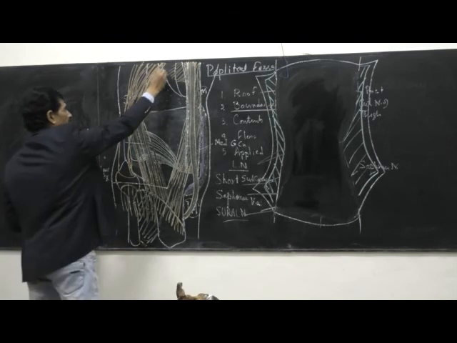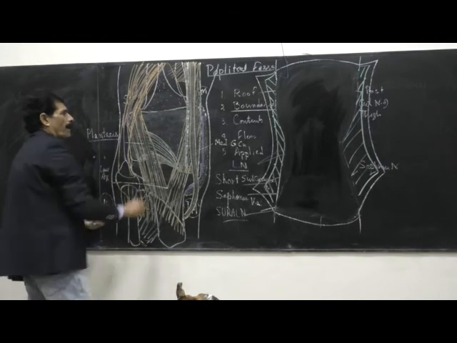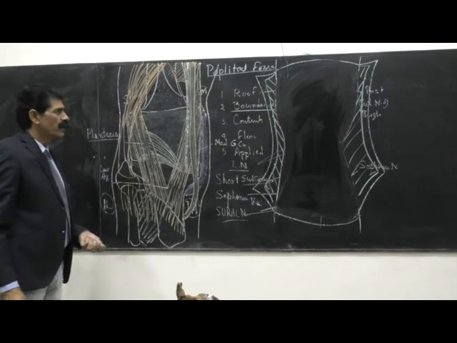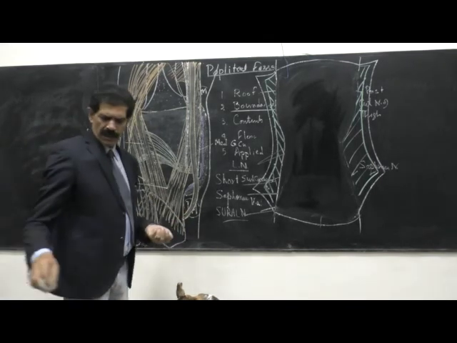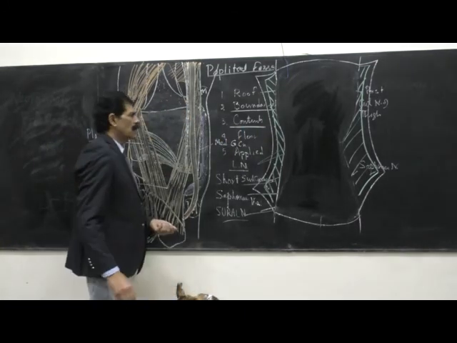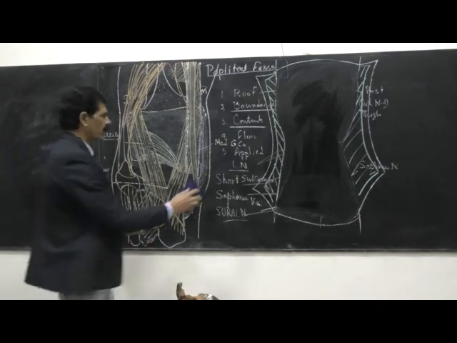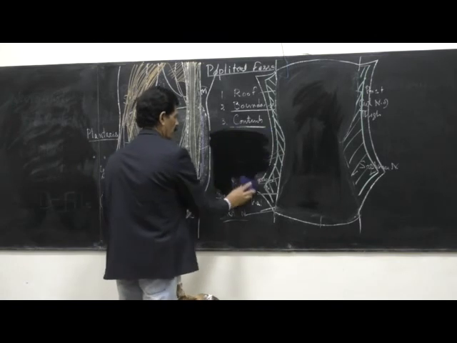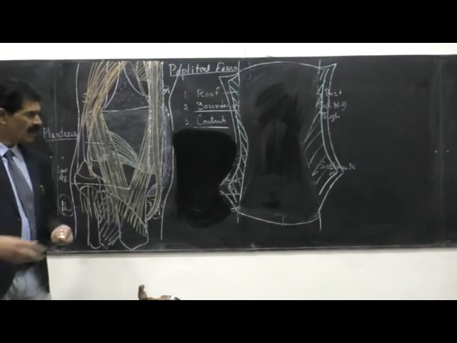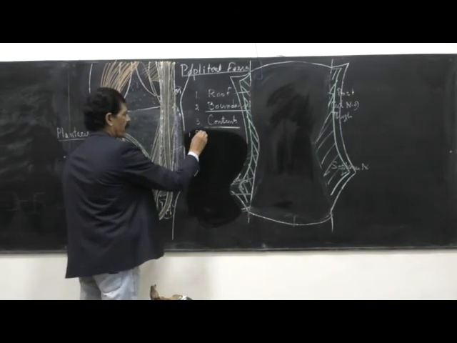So this is how a roughly diamond-shaped fossa is created, which is called the popliteal fossa, with all its muscular boundaries. Now the next part we have to cover is the contents. Contents of this fossa, from deeper to the superficial relation. The deepest content is the popliteal artery.